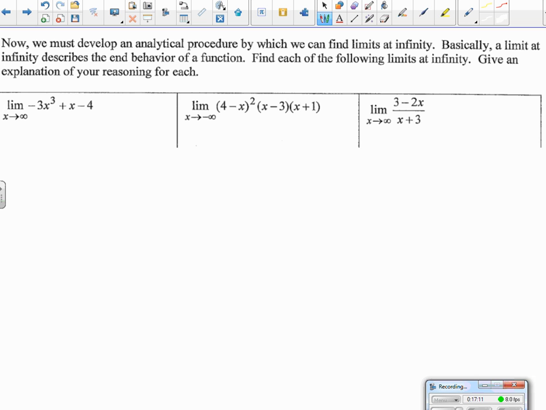The last thing here, let's just finish this video up. Let's develop analytical procedures that we can use to find limits at infinity. So what you'll notice on all of these 3 problems here is the fact that we're headed either to infinity or negative infinity. And basically a limit at infinity describes the end behavior of a function. So what's happening as I travel way far to the right on the x-axis, what is the behavior of my function doing? And we'll find different ways to analyze this. So let's see if we can find the limits here at infinity.